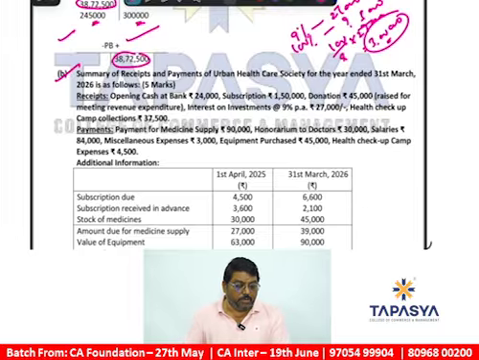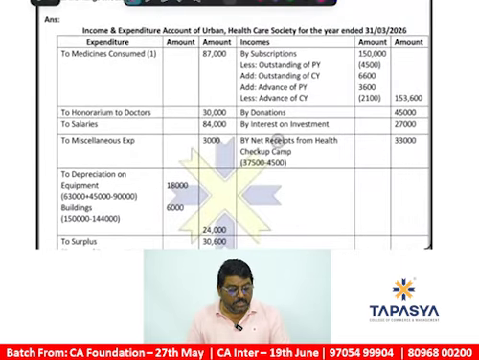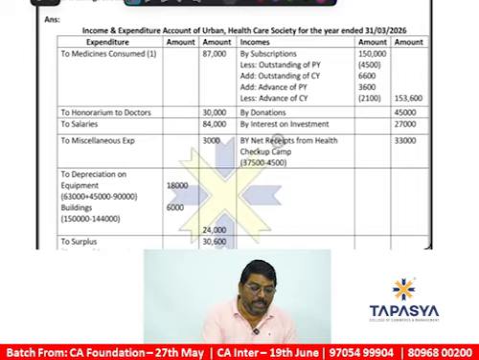Subscription due, opening, closing. Subscription received in advance, closing and opening. Stock of medicines, amount due for medicine, value of equipment, opening 63, closing 90. Value of building 1,50,000, 1,44,000. Simply you are required to prepare the income and expenditure account. It is very simple to work out. We will work it out one by one, but you focus mainly on the medicines.